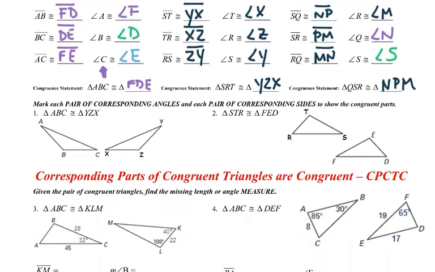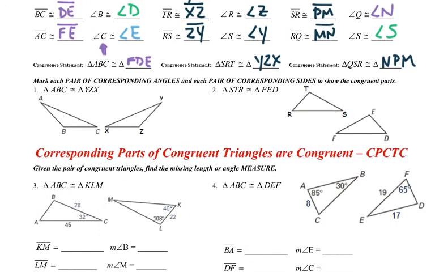Now we're going to mark pictures. So it's kind of the opposite. They're telling us how they match up, that ABC goes with YZX. So here is going to go with here. And then here with here, and here with here. And you have to mark all 3 pairs of sides and all 3 pairs of angles. So maybe like 2 marks there, maybe a triple mark there and there. Marking all 3 sides and all 3 angles.